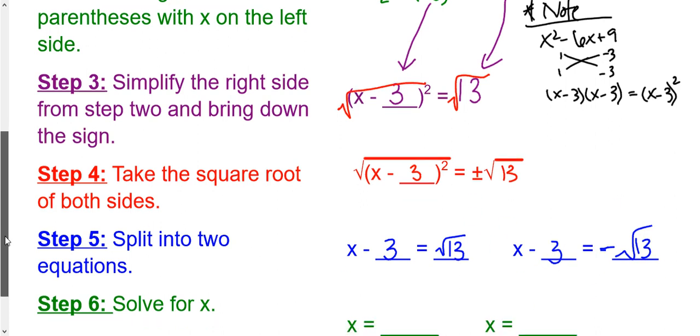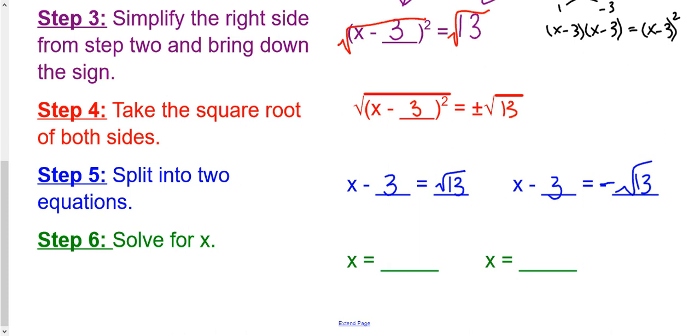I have two answers. And then my last step is to solve for x. So I'm going to add 3 on both sides. Those cancel out. Now, adding 3 to the square root of 13 is just 3 plus the square root of 13. I can't do anything with that. Same thing on this side. I'm going to add 3, and that's going to give me 3 minus the square root of 13.